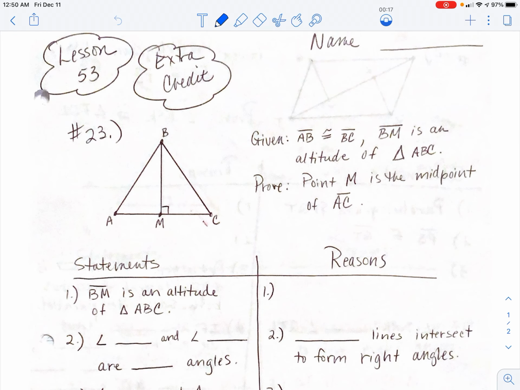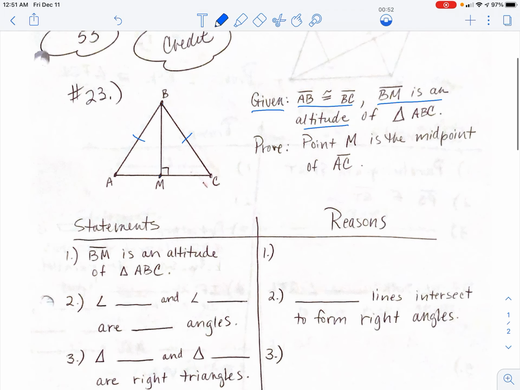We have a triangle. I'm going to look at the given information over here. We're told that AB is congruent to BC, so we're going to go ahead and mark that. AB is right here and BC is right here. So they're saying that those two sides are congruent. We're also told that BM is an altitude of this triangle, which we can see BM coming down to the bottom from one of the vertices, B, down to where you see it right here on the line segment AC. So it's at point M.